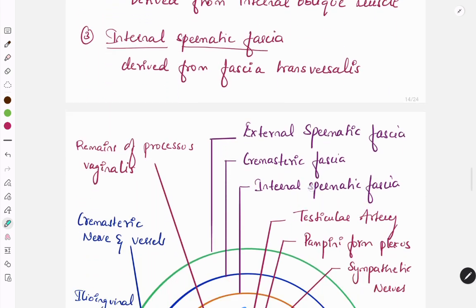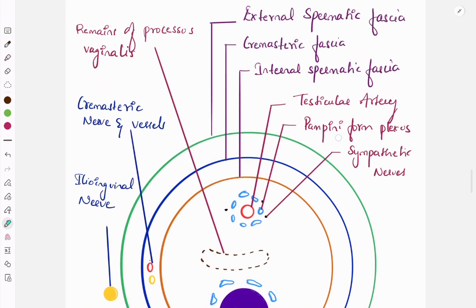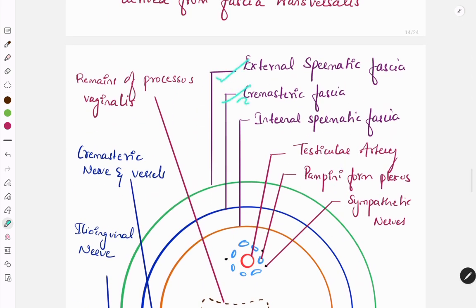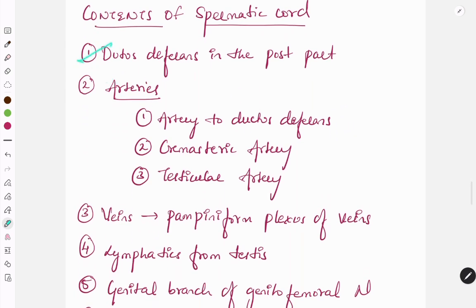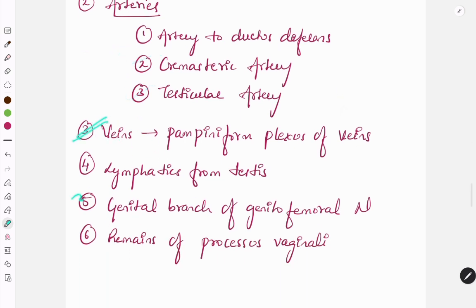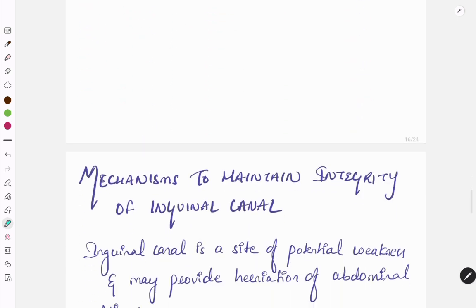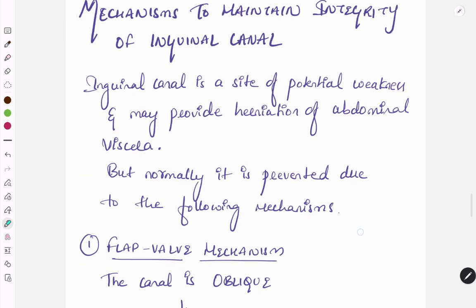Moving on to the spermatic cord, this diagram is very important. In this diagram, we have covered the coverings of the spermatic cord: external spermatic fascia, cremasteric fascia, internal spermatic fascia. The contents are very easy. First one is vas deferens. We have 3 arteries: the artery to vas deferens, artery to cremasteric muscle, and testicular artery. Then veins, pampiniform plexus, lymphatics, nerves. We have the genital branch of genitofemoral nerve. Then you have the remains of processus vaginalis. Contents are over.